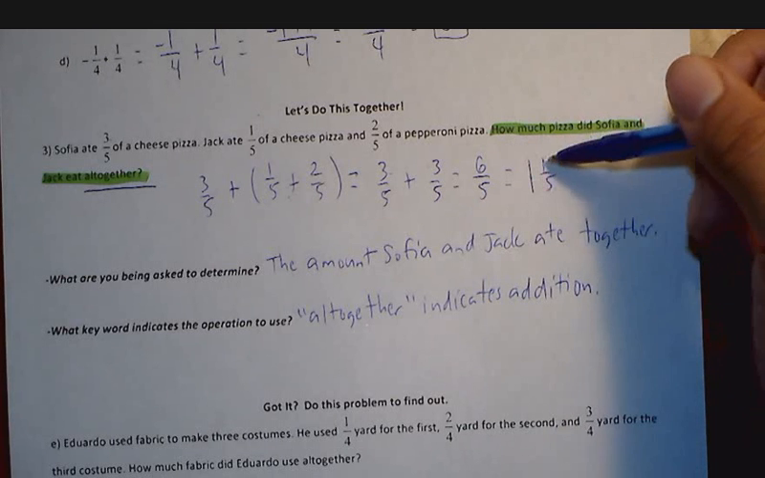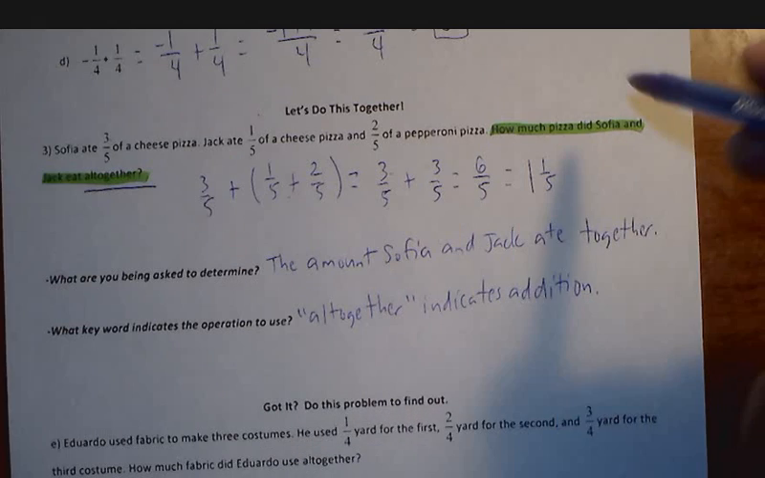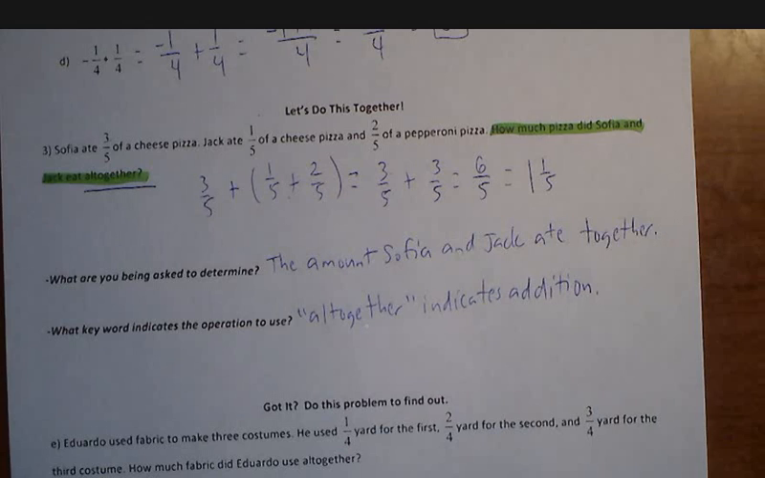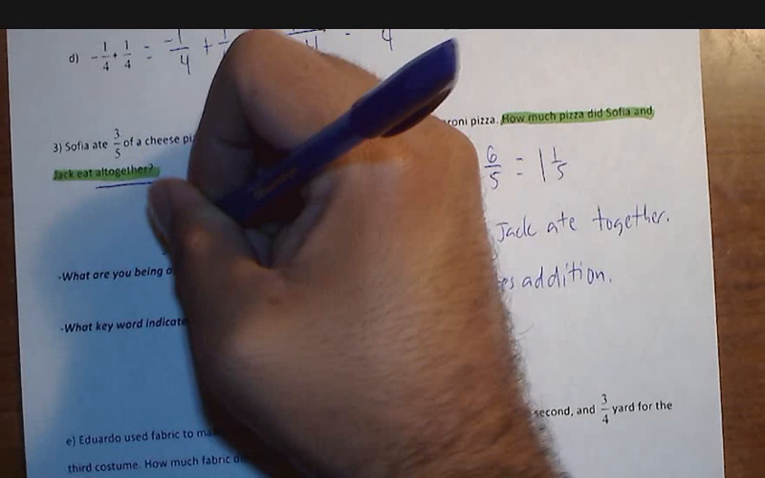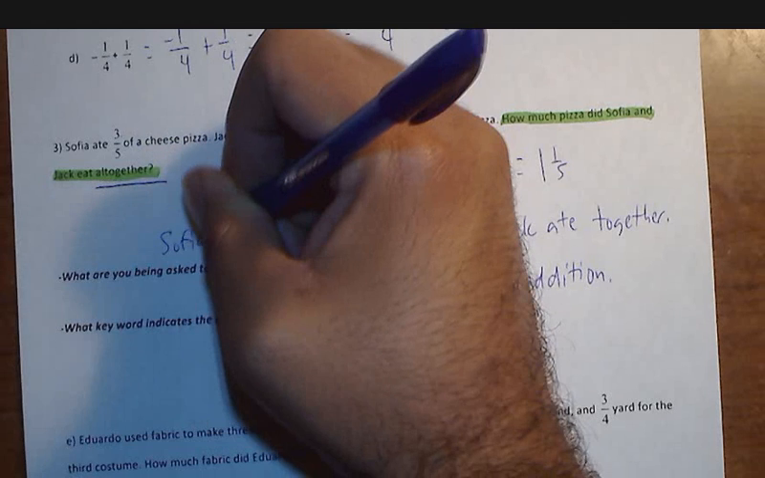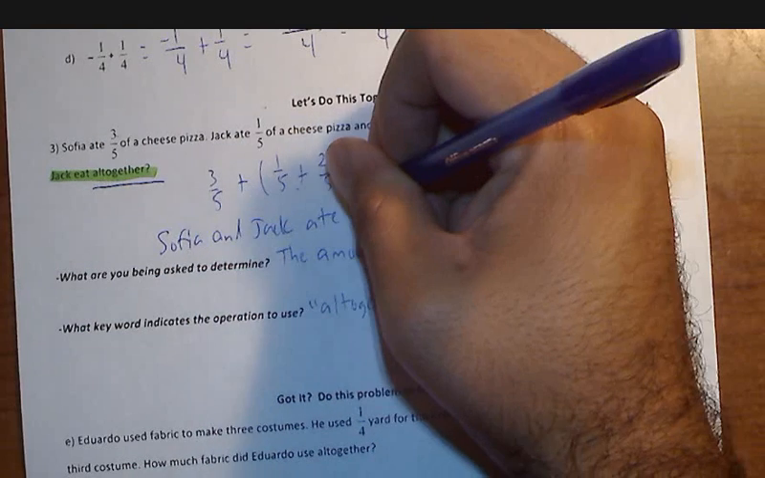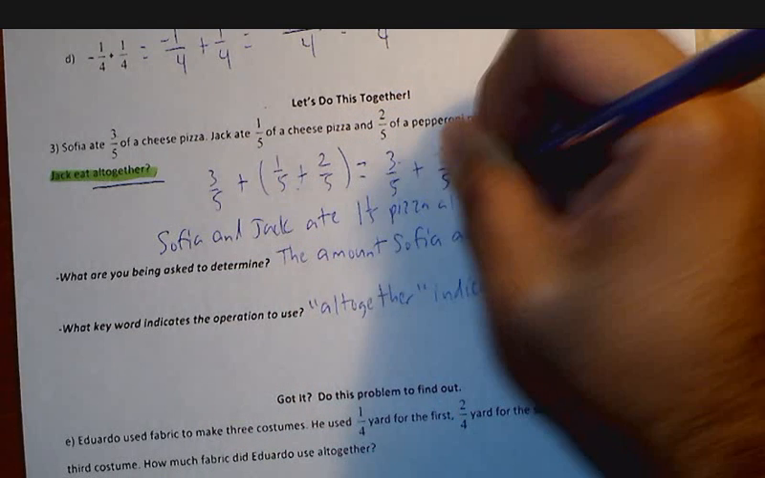Because it is a word problem, I have to write the answer in a sentence format. Therefore, Sophia and Jack ate 1 1/5 pizza altogether.